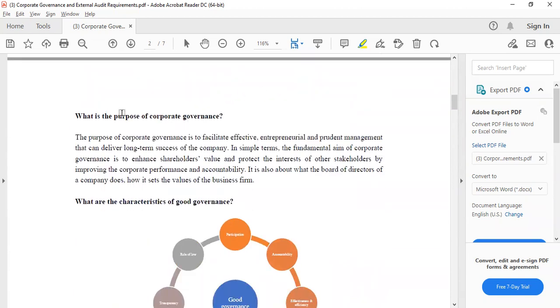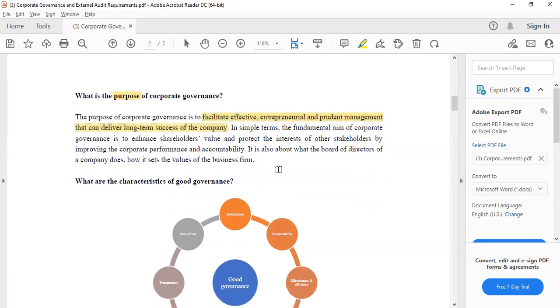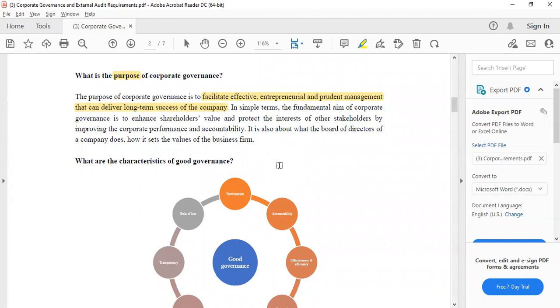So what then is the purpose of corporate governance? The purpose of corporate governance is to facilitate effective entrepreneurial and prudent management that can deliver the long-term success of the company. So in simple terms, the fundamental aim or purpose of corporate governance is to enhance shareholders' value as well as protect the interest of other stakeholders by improving the corporate performance and accountability. So it is also about what the board of directors of a company does, how it sets the values of the business firm.